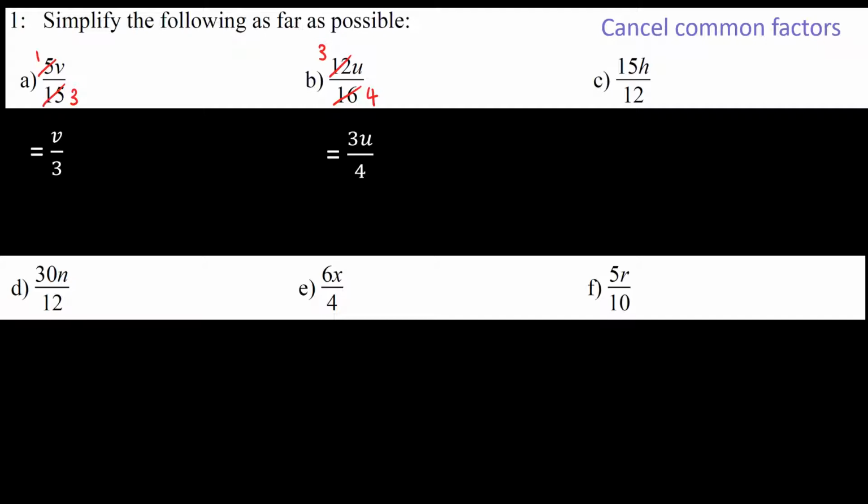With C, we have 15 and 12. The highest number we can get out of that is a 3. 15 divided by 3 is 5, and 12 divided by 3 is 4. So we have 5H over 4.